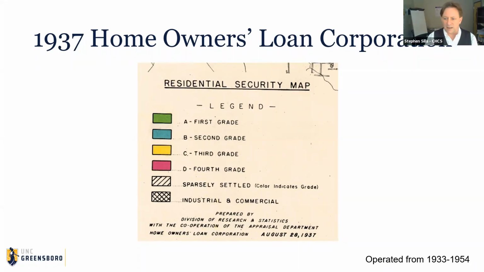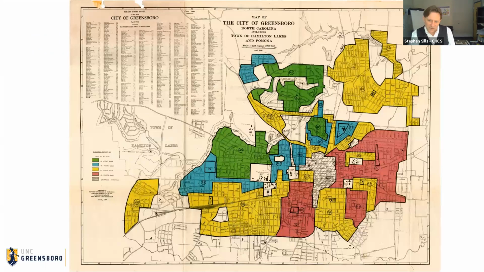Green areas were low risk, high security areas. The bluish areas were second grade, yellow areas third grade, and red areas fourth grade. Red has become known as redlining, and we can see from a map of Greensboro that neighborhoods in South and Southeast Greensboro were redlined in the 1930s. This policy meant that even if you were a homeowner in that neighborhood, you couldn't get a mortgage through the Homeowners Loan Corporation or the banks that they were working with.